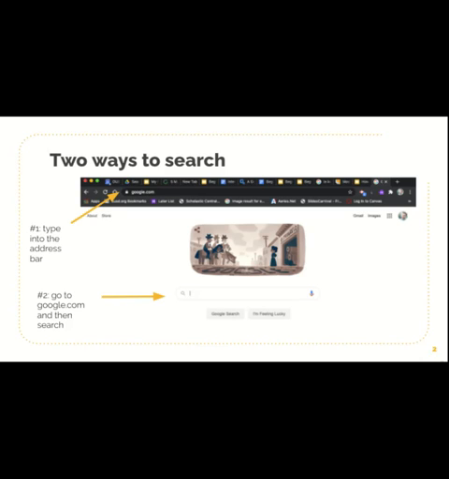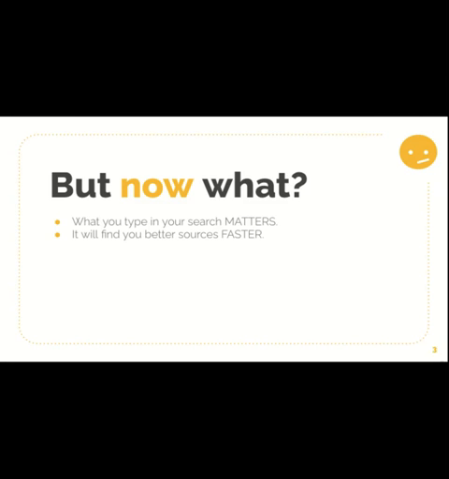There are two ways to do a Google search. The easiest way is to type your search right into the address bar up here. The other way is to go to google.com and then search from there in the center of the page. Both ways get you the same results. But what you type in your search matters. It will find you better sources faster.